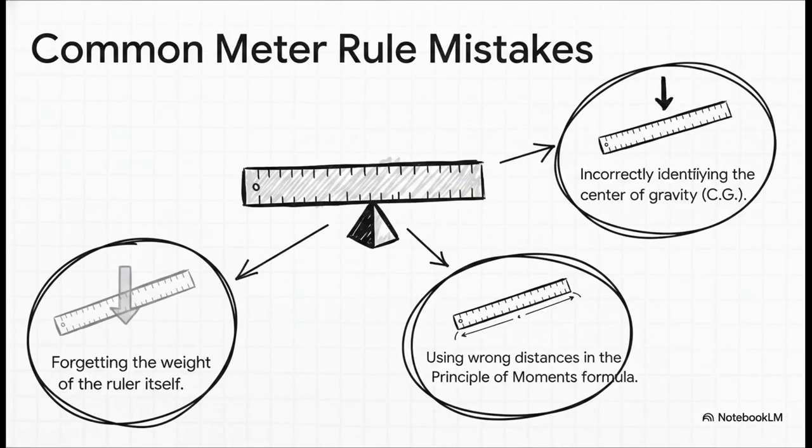So what's the big mistake? Well, according to the official CISCE's analysis of student papers, the number one error, and I mean by a long shot, is completely forgetting about the weight of the ruler itself. For a uniform meter rule, its own weight acts right at its center of gravity. And where is that? You got it, the 50-centimeter mark. It's like an invisible weight you have to account for.